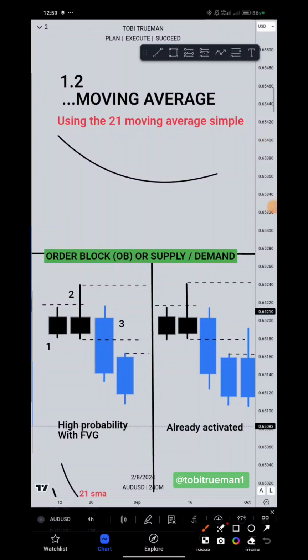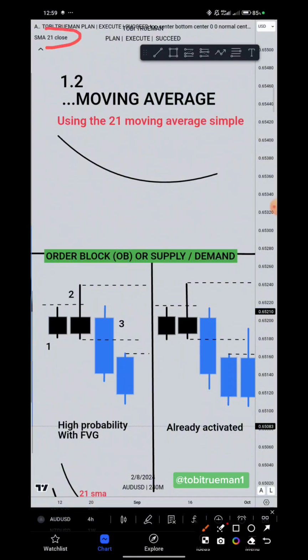You are welcome as we look into our entry model part 2. The part 2 is the moving average, and for this we are going to be using the 21 simple moving average. Okay, so you can easily put that on your TradingView. You see it over here.